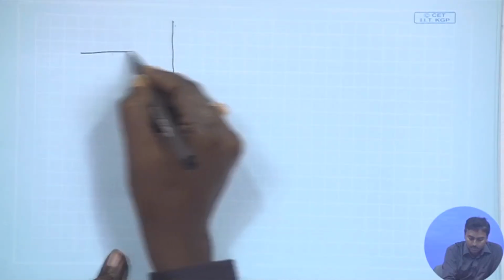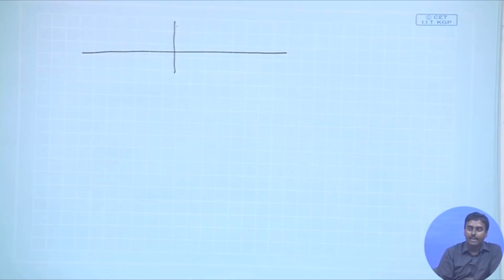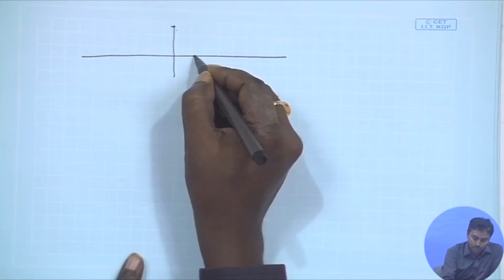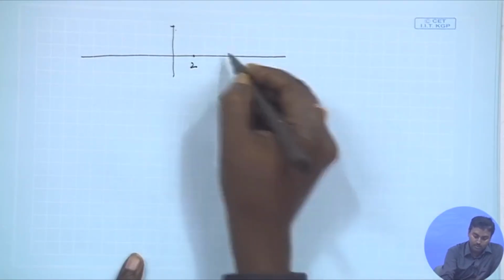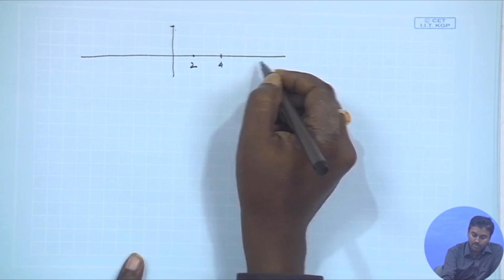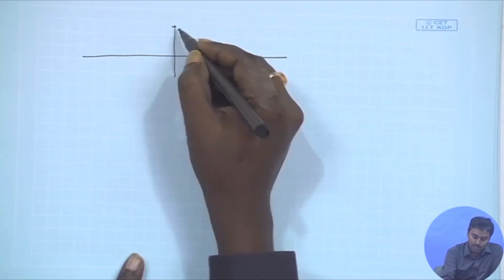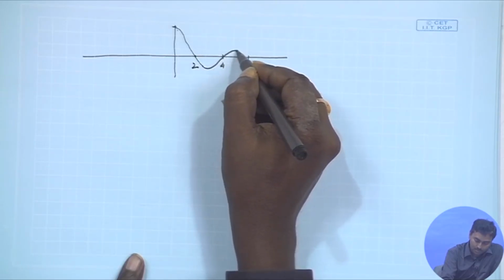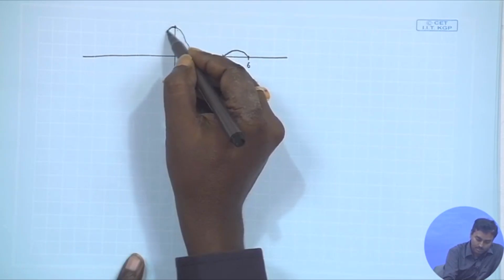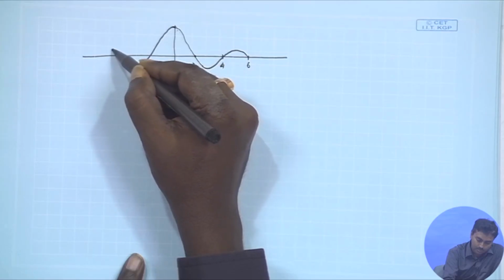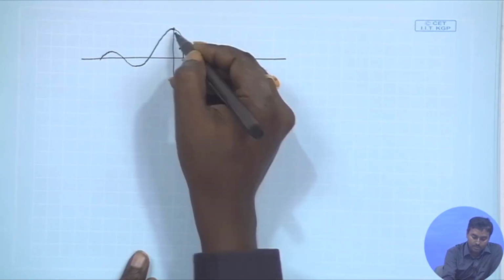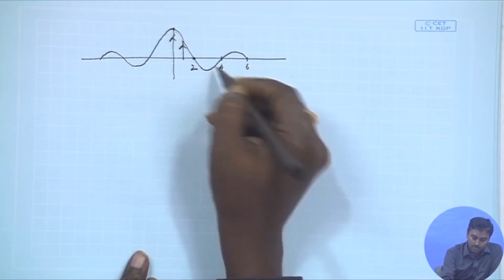So what is happening if I just plot it? It is a sinc function. At D0 it is half, and then it goes to 0 at 2, goes to 0 again at 4 and so on, 6. So it just comes down like this, goes up, same thing happens over here. That is the envelope, of course, and at every such value this is 0.